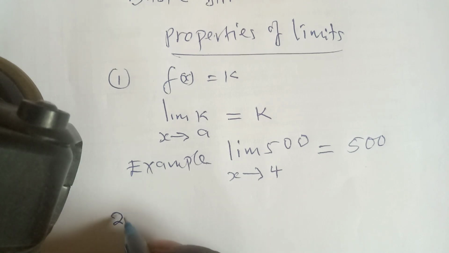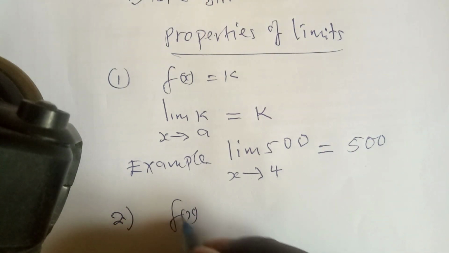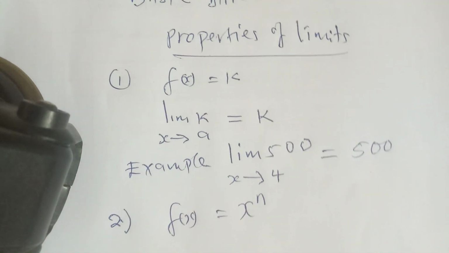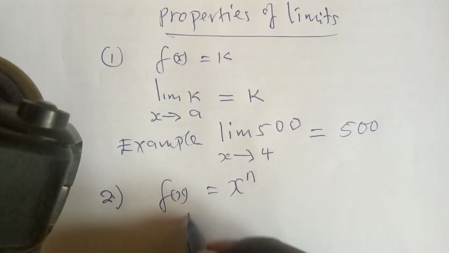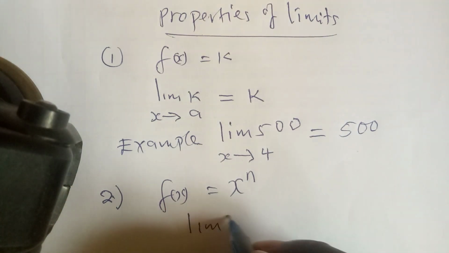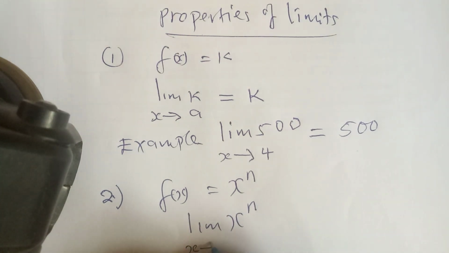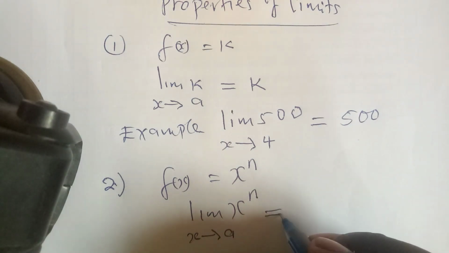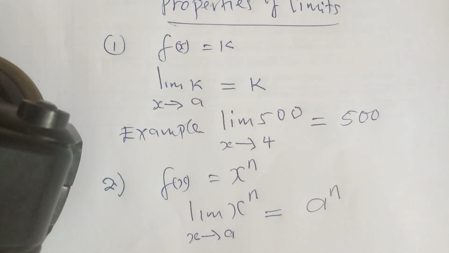Number two, we have the limit of a polynomial. If you have a function equal to x raised to the power of n, if you pass the limit of x raised to the power of n as x goes to a, this is something as a raised to the power of n.